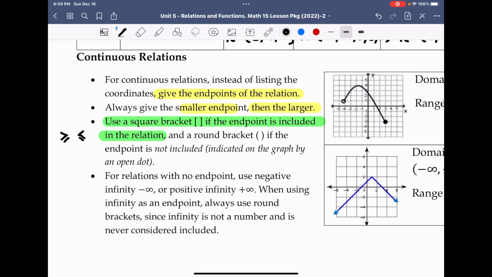And that will be more involved with set notation, but we're going to tie that concept together of saying if it's square bracket, it's included, meaning if I was to do this in set notation, those are the symbols I'd use. And then opposite to this would be if it's a round bracket, the endpoint is not included. So it would be strictly greater than, strictly less than if we're talking about our set notation. But for now, what we're going to do in this lesson is our interval notation. Okay, and then for relations with an endpoint of infinity or no endpoint, we use negative infinity, positive infinity, and we're going to always use round brackets.